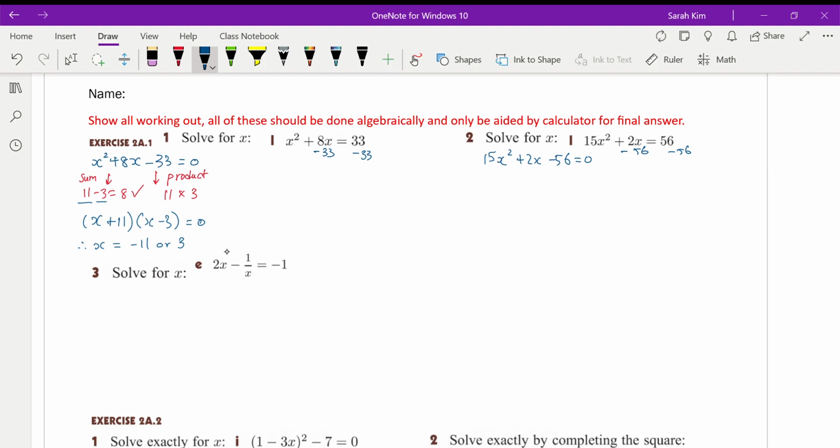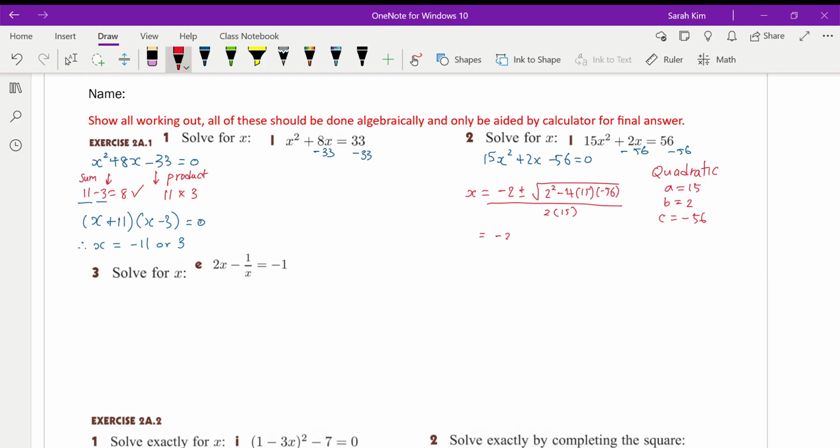I could try sum and product, but it just looks too hard when there's a big coefficient. So I'm going to use the quadratic formula because this question doesn't specifically ask you to use a specific one. So I'm going to use that A is 15, B is 2, C is minus 56. So using the quadratic formula, I should be able to figure out my answers. 2 squared, minus 4 times 15 times minus 56, divided by 2 times 15.